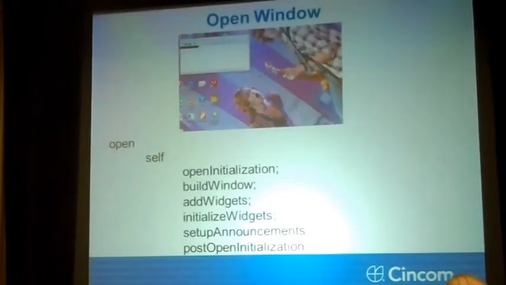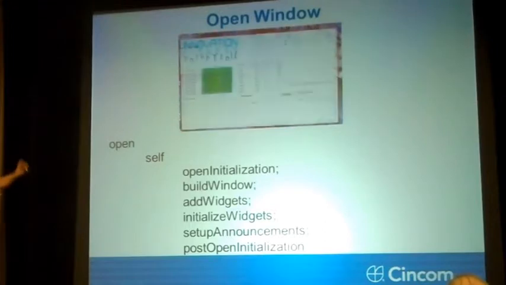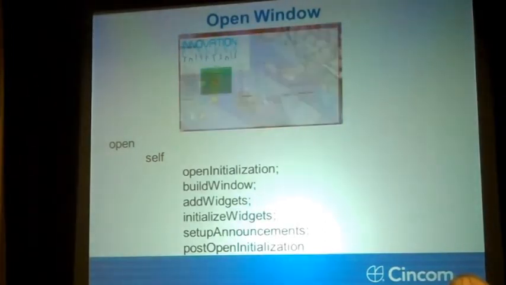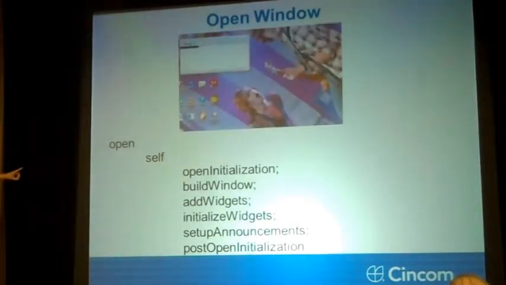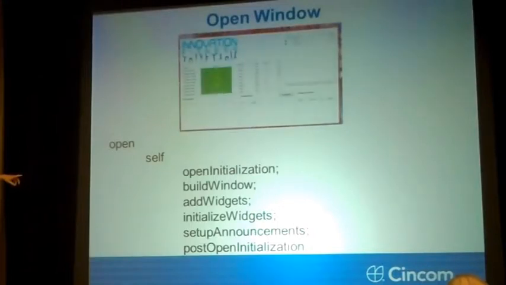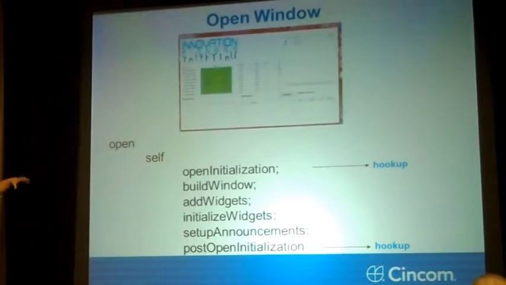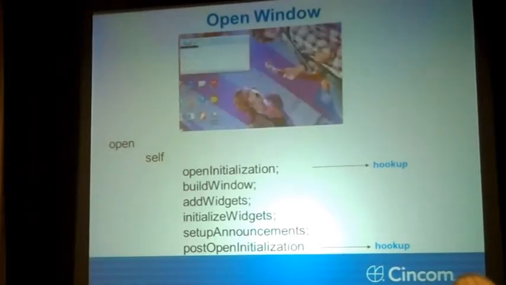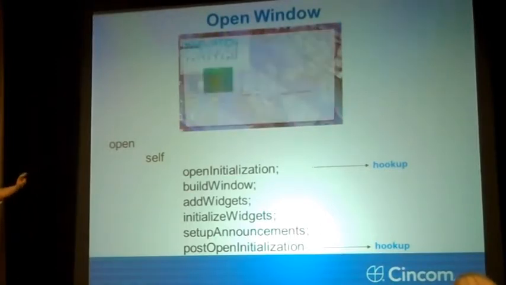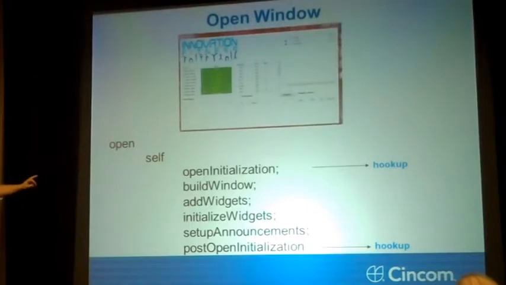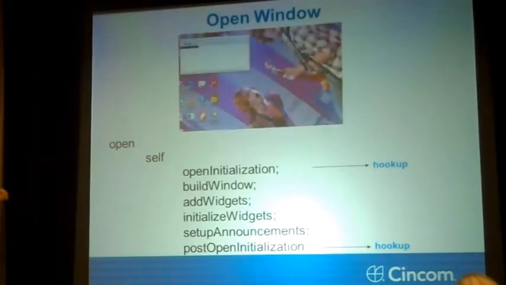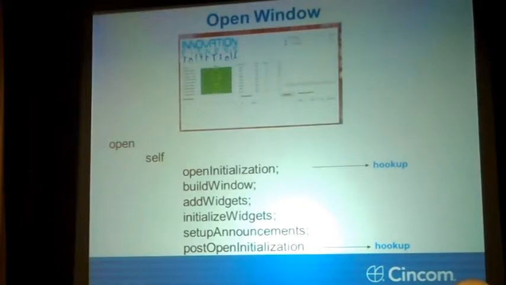Now how did we do it? Okay. So to open a window, we simply have used these methods. The open initialization and the post initialization are simply hookups. You don't have to do anything with it to initialize before you start opening or building the UI. Post open initialization is if you want to do something afterwards.